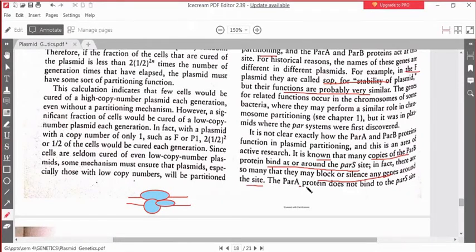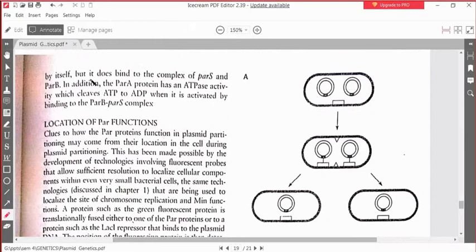The PAR A protein does not bind to the PARS site by itself, but it can bind only when the PAR B-PARS complex is present. Okay, the PAR A protein cannot bind to the PARS site directly, but it does bind with the complex of the PARS and PAR B.